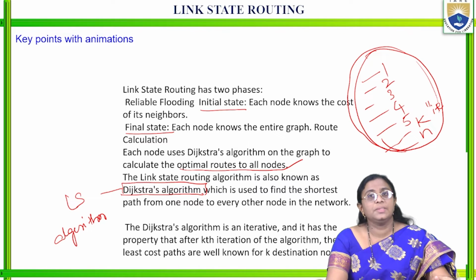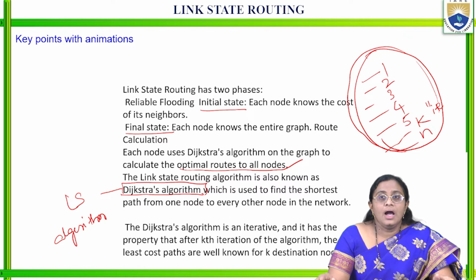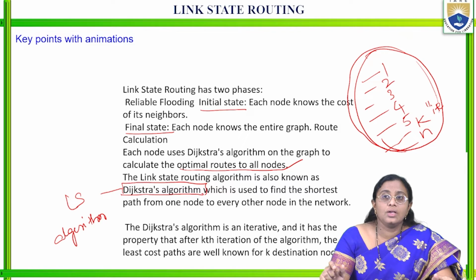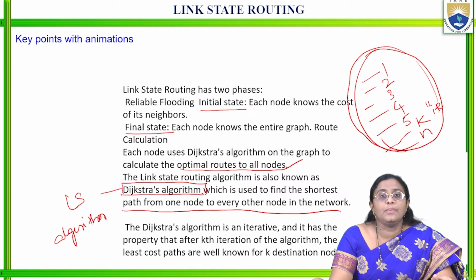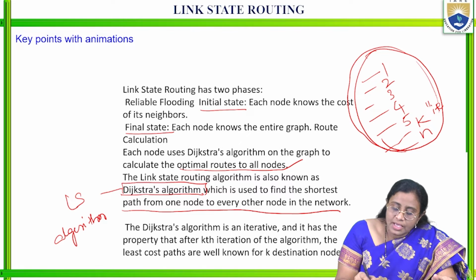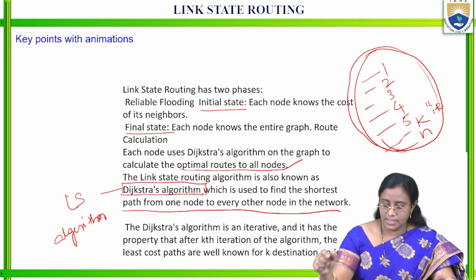This is the main concept included in the link state routing algorithm, also known as Dijkstra's algorithm, which is used to find the shortest path for sending packets from one node to every other node in the network.